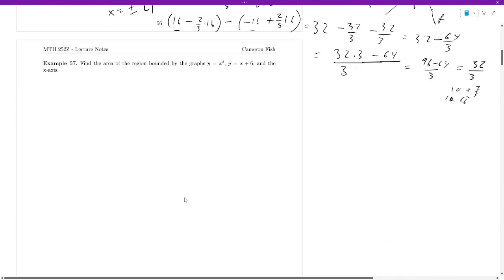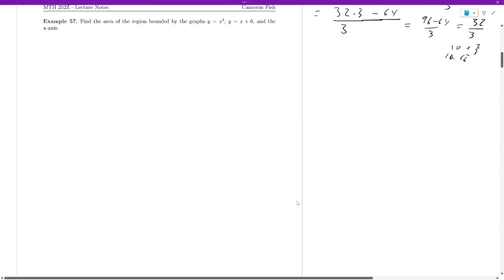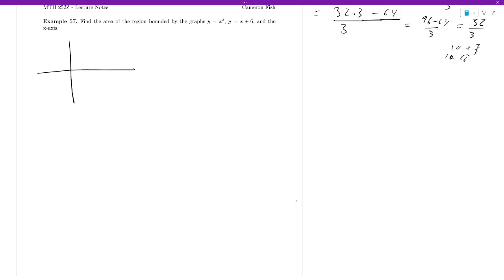So let's look at this one. Find the area bounded by the graphs y equals x cubed and y equals x plus 6. So y equals x cubed, you can graph it, it'll look something like this. And y equals x plus 6, it'll look something like this.